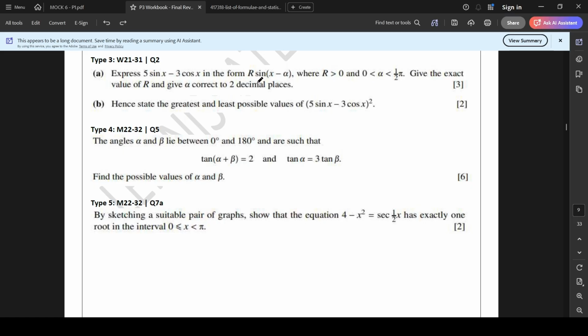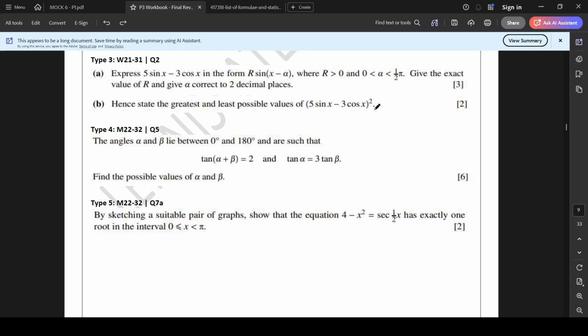So the concept that you must have in your mind is the minimum and the maximum value of either the sine or the cos, or maybe sine square or cos square. In this case, you are looking for r square sine square (x minus alpha). I know that my sine square is always between 0 and 1. So the maximum value will be r square into 1 and the minimum value has to be r square into 0.